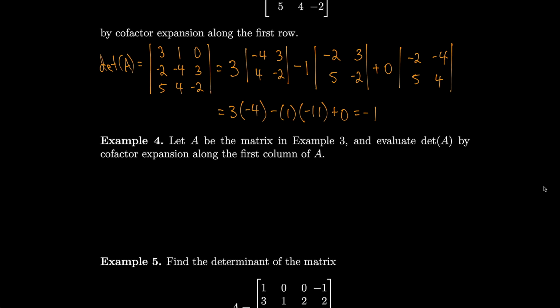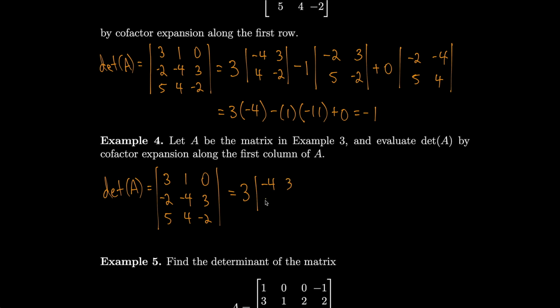How about we let A be the matrix in example 3, and we'll evaluate determinant A by cofactor expansion along the first column of A. In this case, I should hopefully get the exact same determinant by that theorem. I'll write out 3, 1, 0, minus 2, minus 4, 3, 5, 4, minus 2. And this time I'm going to cofactor along the first column. So I'm going to take 3 again. I'll get the exact same cofactor as before, minus 4, 3, 4, minus 2.